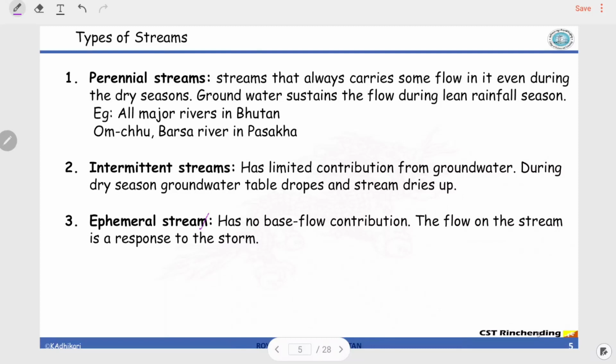That is because there is no contribution from the groundwater. To sustain the flow when there is no rainfall, there has to be some source, right? This source is usually the groundwater. So if there is no contribution from the groundwater, as soon as there is no runoff, the stream dries up. So these are the basic differences between the types of streams, and we have three: perennial, intermittent, and ephemeral.